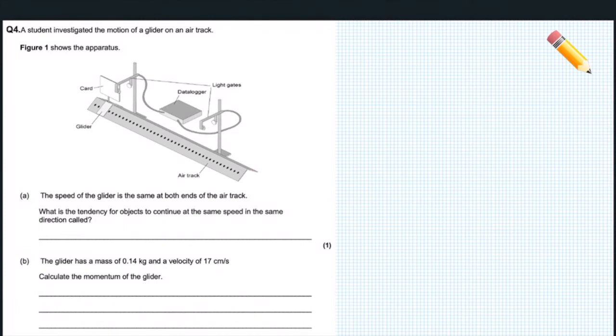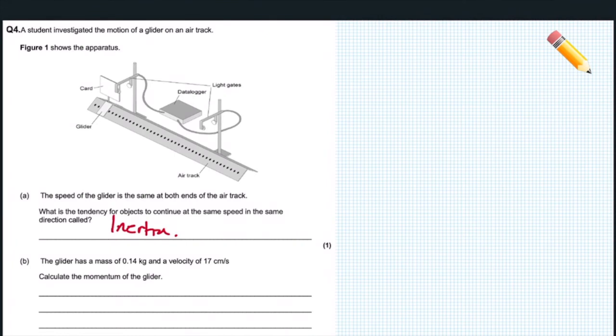The data logger and the light gates give us information on how fast the object is moving. The speed of the glider is the same at both ends of the air track. What is the tendency of objects to continue in the same speed at the same direction called? The tendency for an object to continue doing the same thing that it's doing already, unless there's a force acting on it, is called inertia.